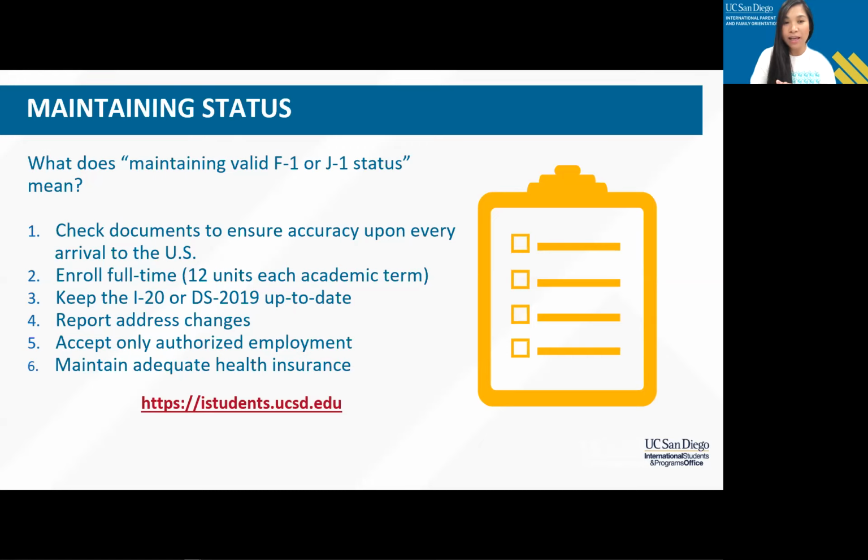Number 5, accept only authorized employment. Students may be eligible to work on or off campus here at UC San Diego, but it's very important that they understand the proper work authorization that they need before they start working. They can find out more employment authorization and eligibility information on ISPO's website.